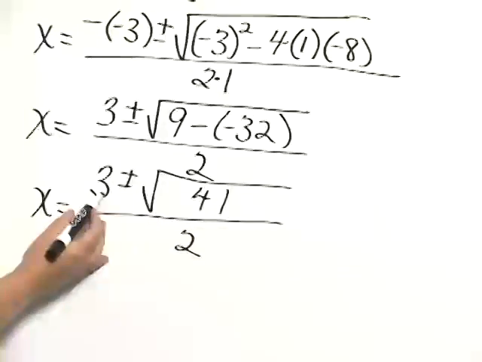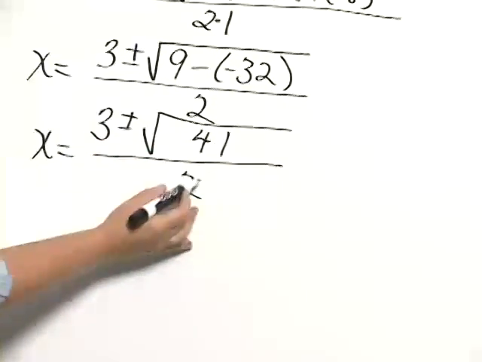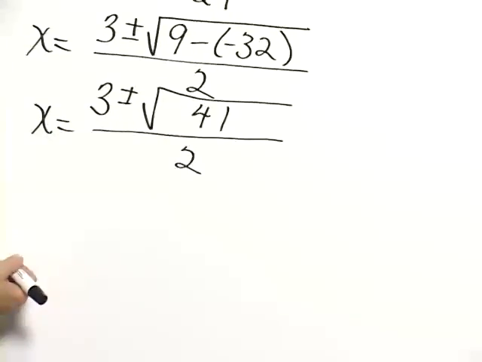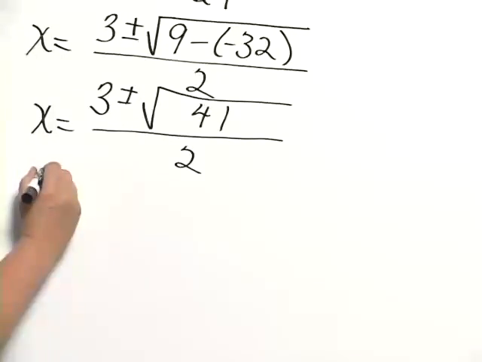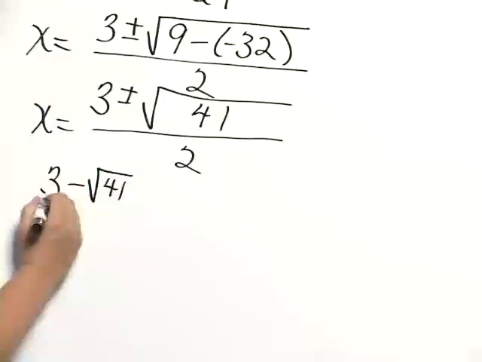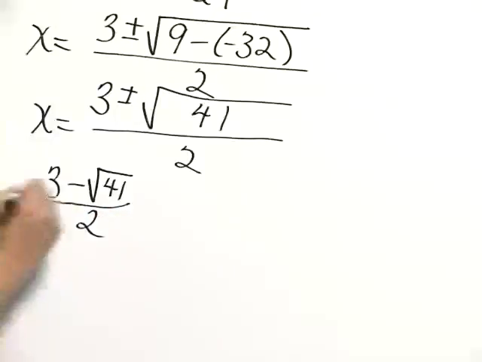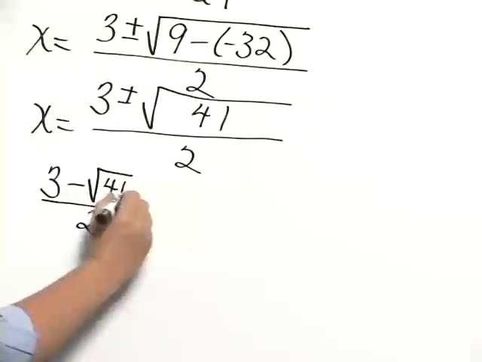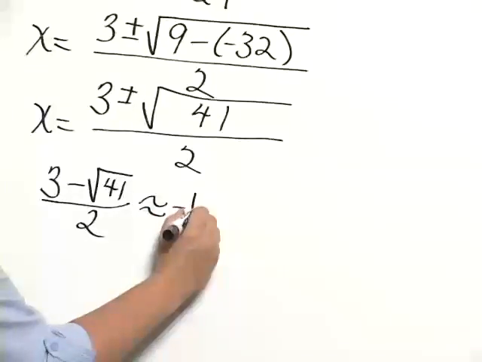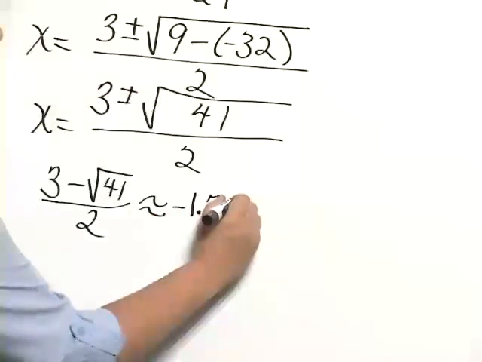We actually have two answers. We have 3 plus the square root of 41 over 2 and 3 minus the square root of 41 over 2. And we're asked to approximate those solutions to the nearest thousandth. The first one would be 3 minus the square root of 41 over 2. And using a calculator and rounding to the nearest thousandth, we would find that that equals approximately -1.702.